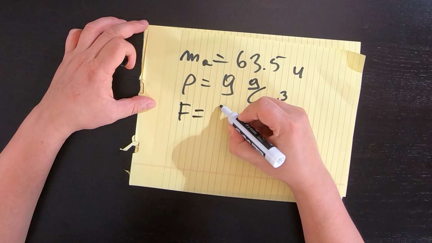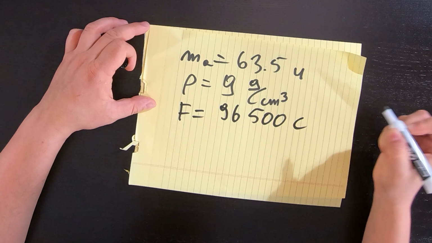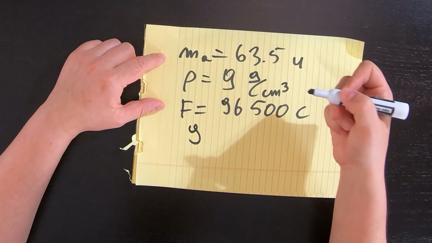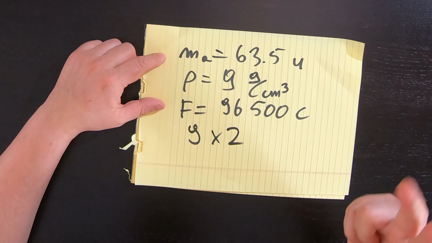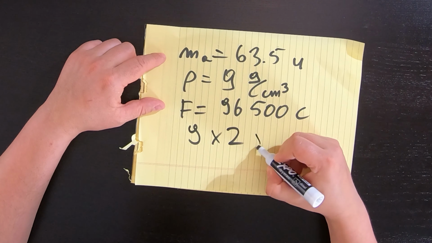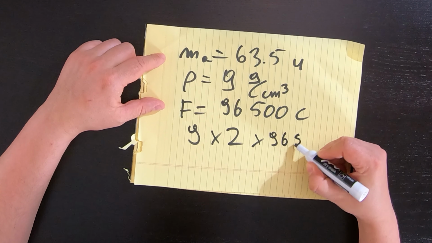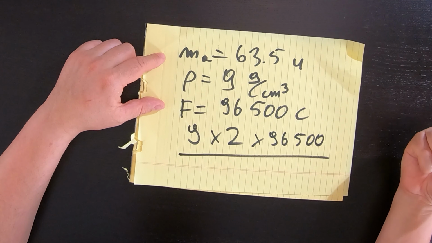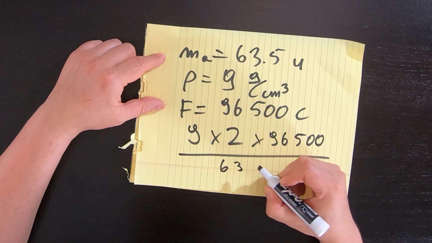So these 2 electrons can carry a charge, and a mole of electrons, which is the Avogadro number, has a charge of F equals 96,500 coulombs. This is also called Faraday's constant. Thus, the charge of free electrons contained in a cubic centimeter of copper, meaning the density of free charge, is 9, which is the density of copper, times 2, which is the number of free electrons, times the Avogadro number, which is a charge of 96,500, divided by the atomic mass of copper, which is 63.5.